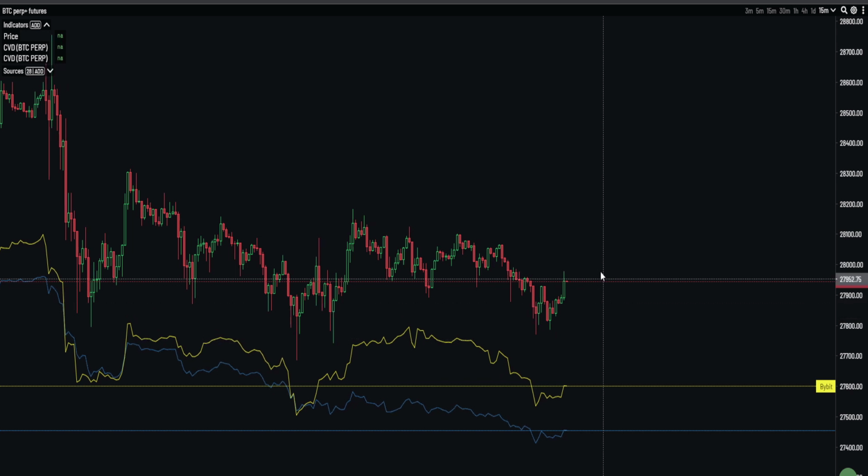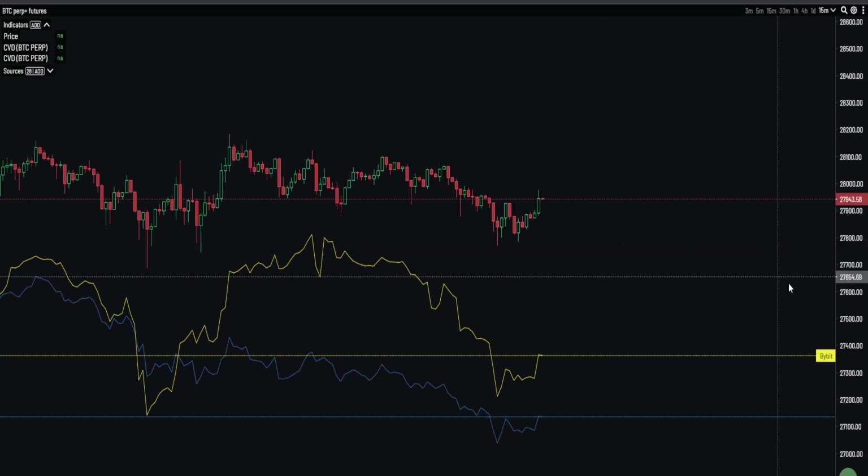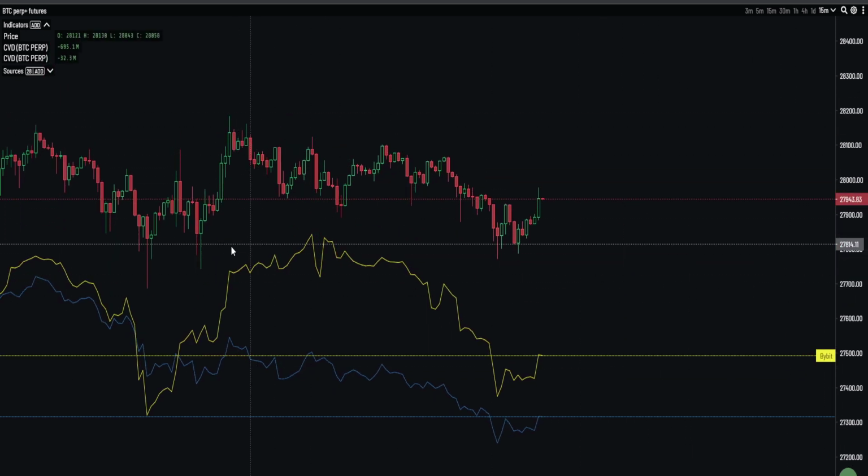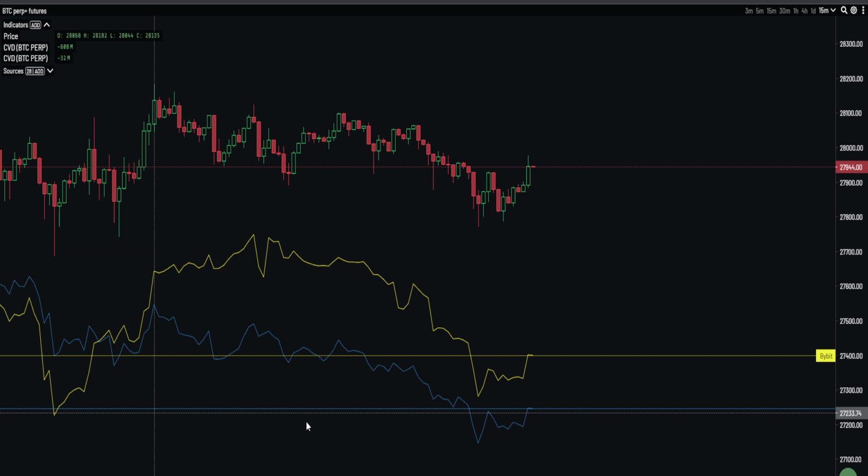Also, we still have bullish divergences going on the very local time frame. The bearish divergences that you see over here already played out as we took the lows, so that is nice, but still the blue line, as you can see over here, is showing some bullish divergence, because we made a higher low but a lower low on the CVD chart.